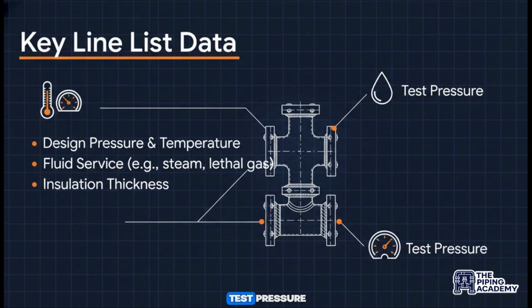And this one is critical. It defines the test pressure. See, after the construction crew builds the line, they have to pressure test it to make sure it's sound. The line list tells them exactly how high to crank that pressure. So, for you, as a designer, the line list is where you go to understand the personality of a pipe. Is it going to be hot, heavy? Is it dangerous? It's all right there.